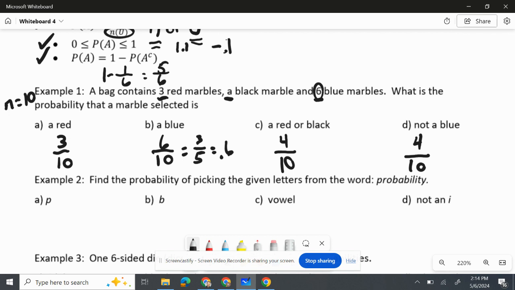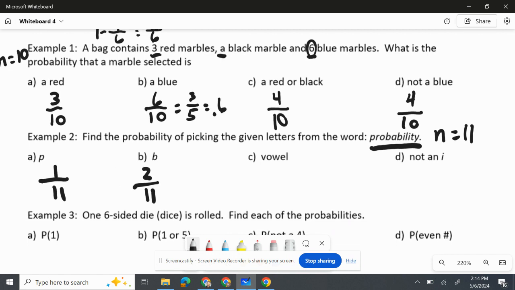Now, word probability, once again, what we want to do is count how many letters there are, and when we count them, we see that there are 11. So the probability of a P, there's 1 P out of 11. The probability of a B, there are 2 B's out of 11. A vowel, we're just going to look at A, E, I, O, U when we're talking about a vowel. I know sometimes it's Y, but it's just A, E, I, O, and U. So we have 1, 2, 3, 4, so it would be 4 out of 11. Not an I, there are 2 I's, so not an I would be 9 out of 11.